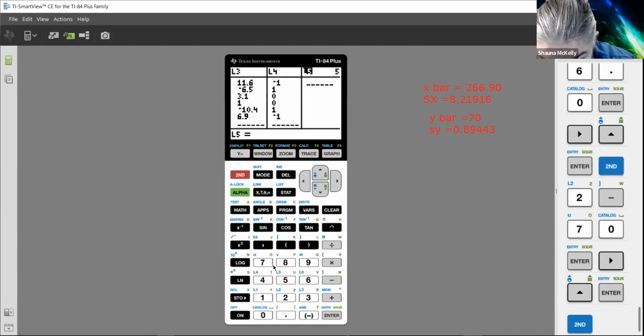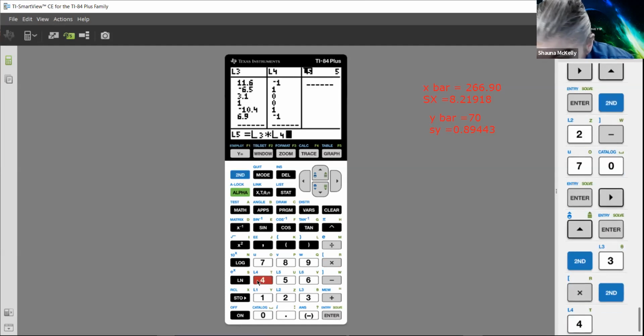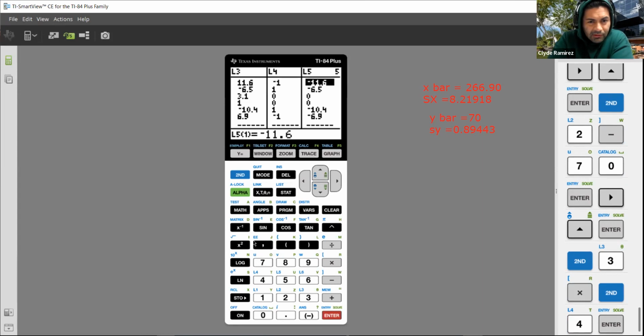And we're going to do L3, which is X minus X bar, times L4, which is Y minus Y bar. I'm going to multiply them, enter. There they are. Nice. Now that's almost the formula, if you remember. We multiplied everything together. We've got to add it up, right?